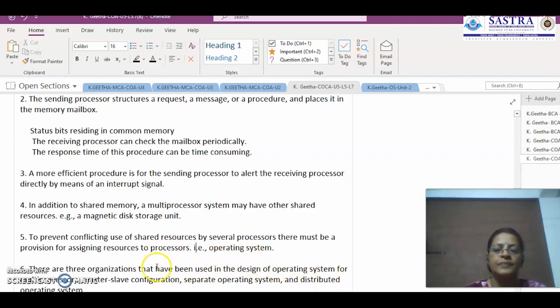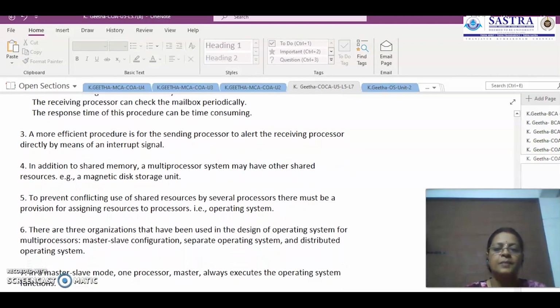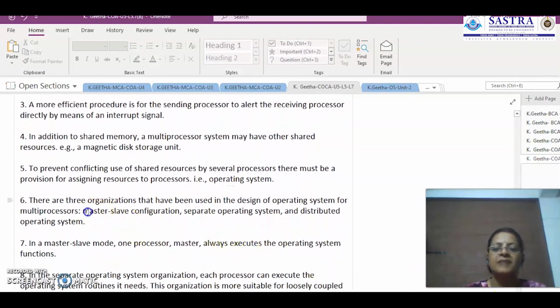And we have three organizations that have been used in the design of the operating system for a multiprocessor. One method is the master-slave configuration, where one processor will act as the master and all the remaining will be slaves, and the master will have control over the remaining processors. Then we can have a separate operating system running in each processor, and they are going to be autonomous in nature, cooperating with each other to get the work done. And the third category is the distributed operating system, where the resources will be distributed and scheduled by the respective operating system.